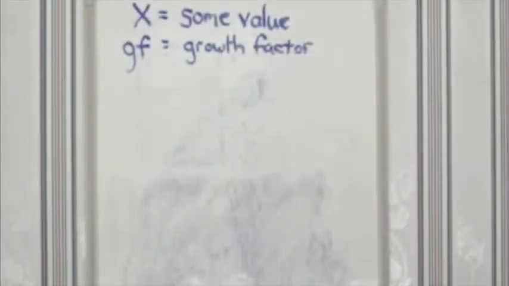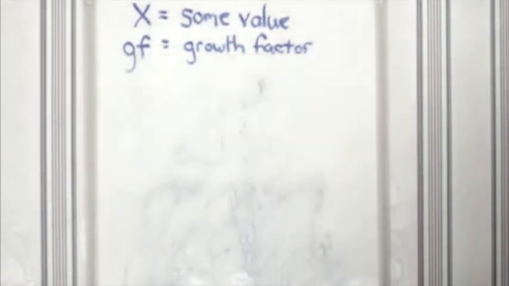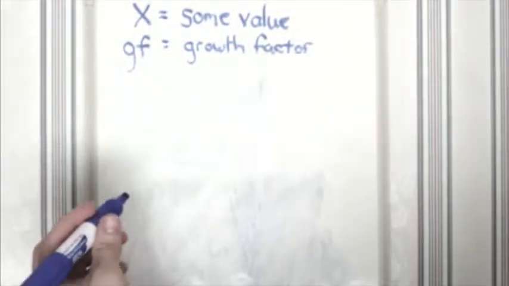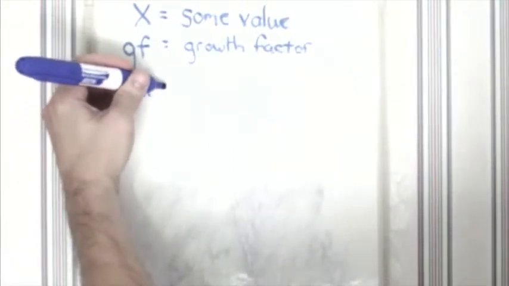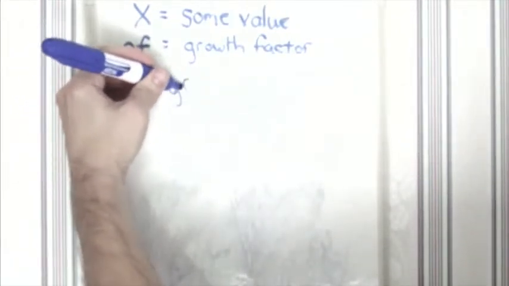Okay, so x equals some value, could be GDP, whatever. The growth factor is simply a multiplier that's based on a percentage of growth based on some timetable. So if it were 3%, the growth factor would be 1.03. If it were 2%, it would be 1.02, and so on and so forth. Okay, so it's simply an iterative process of multiplying these two values together.